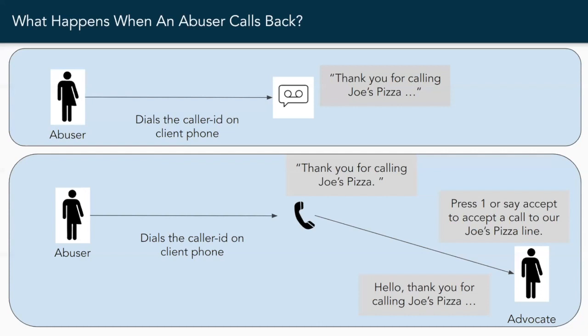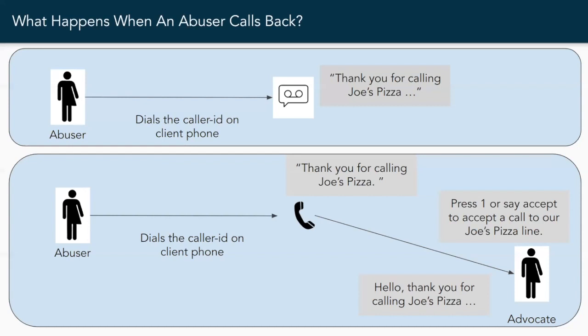So here are two options that you might consider. You could have a separate caller ID entirely, so that if the abuser sees this caller ID on your client's phone and they call this number back, they end up hitting a voicemail-only line that says something kind of generic, like "Thank you for calling Joe's Pizza. Please leave a message."